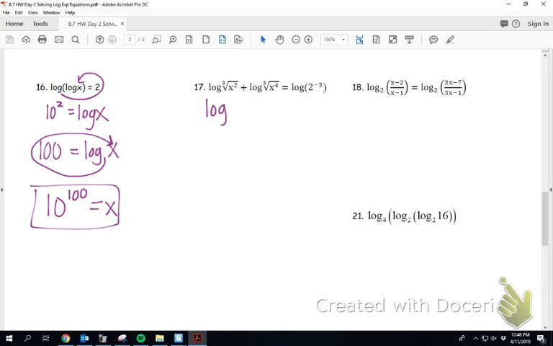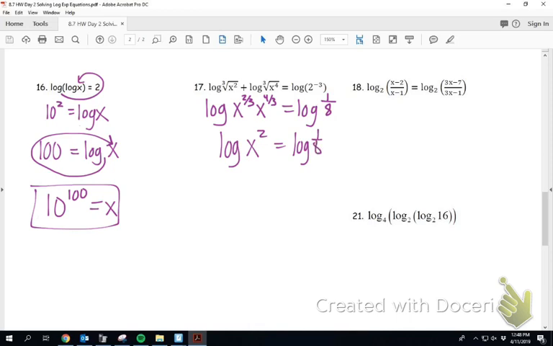I can condense those logs by multiplying the bases. What I'm going to do though is rewrite those with fraction exponents. The cube root of x squared would be x to the 2/3, and the cube root of x to the 4th would be x to the 4/3. 2 to the -3 would be 1/8. When you are multiplying x to the 2/3 times x to the 4/3, you add those exponents. That gives you x to the 6/3, which is x squared.